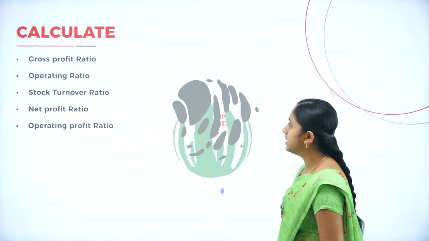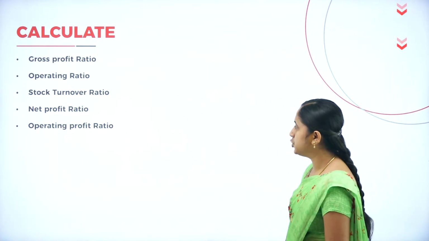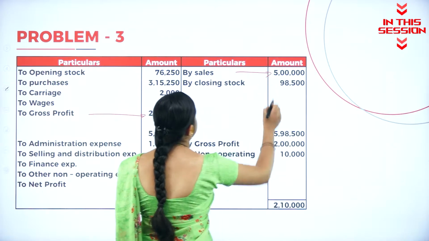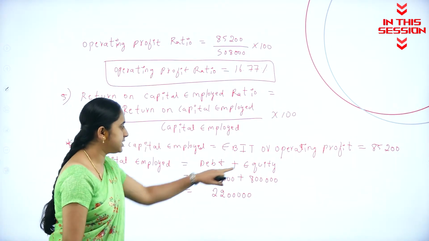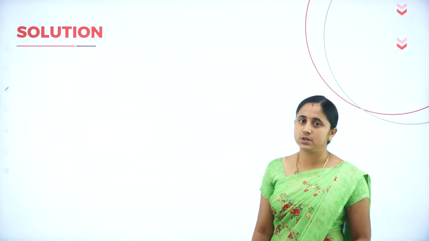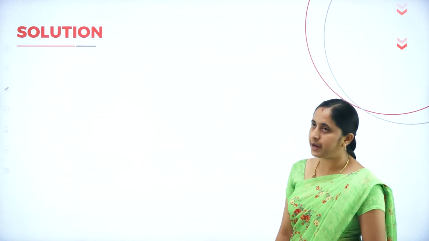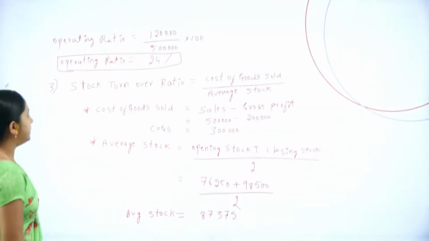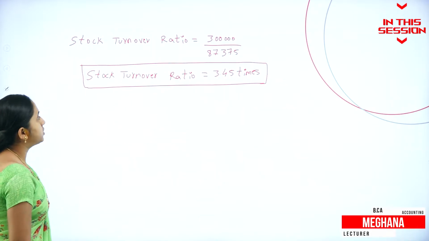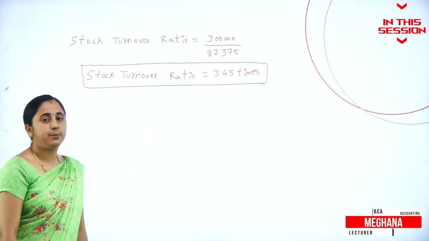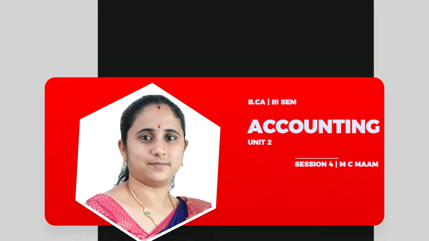Operating ratio is nothing but operating cost ratio. Net sales is total sales minus sales return. Capital employed is equal to debt plus equity. Gross profit ratio is equal to gross profit divided by net sales into 100. Other ratios are expressed in percentage. Stock turnover ratio is expressed in number of times.